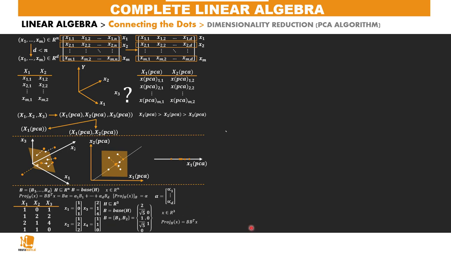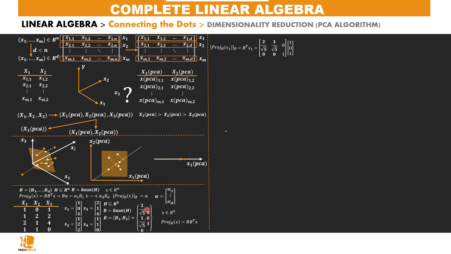X is an element of R3, and the orthogonal projection of X on H in the base E, the canonical base, is B times B transpose times X. Let us now orthogonally project all of these points. We have seen that the orthogonal projection of X on H in the base B itself is B transpose X. So here alpha is B transpose X, and the orthogonal projection of X1 on H is B transpose X1.